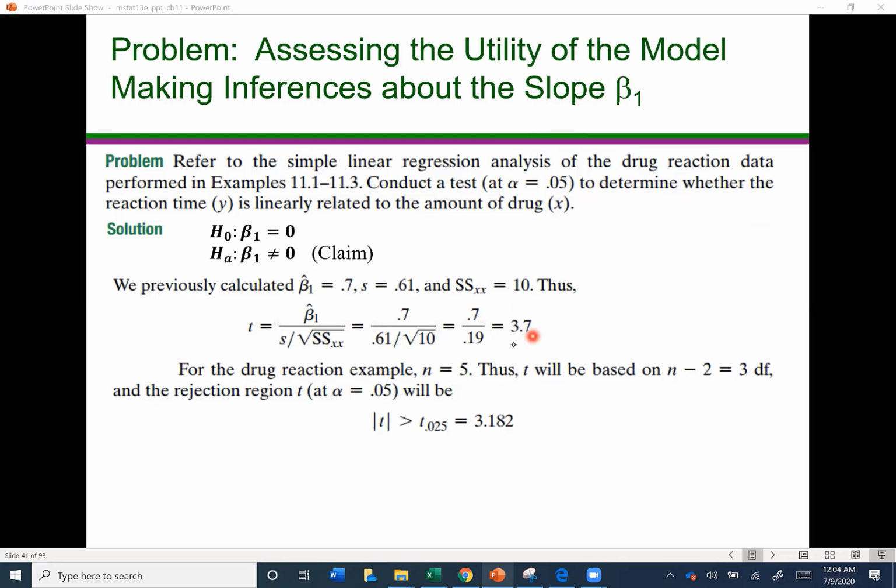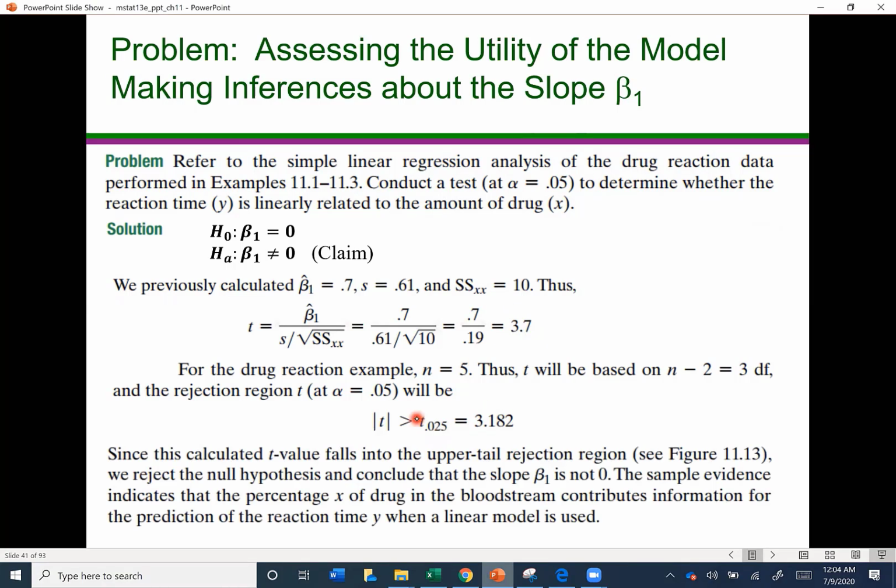I am going to compare my evidence with this reference point given alpha, and we reject the null hypothesis because my evidence falls far away from my expectation. My expectation is this assumption, that the slope is 0. Then in this case, we need to conclude that the slope is different from 0. Then if the slope is different from 0, my mathematical model looks like this. This value is different from 0, then X will explain the variation in Y.